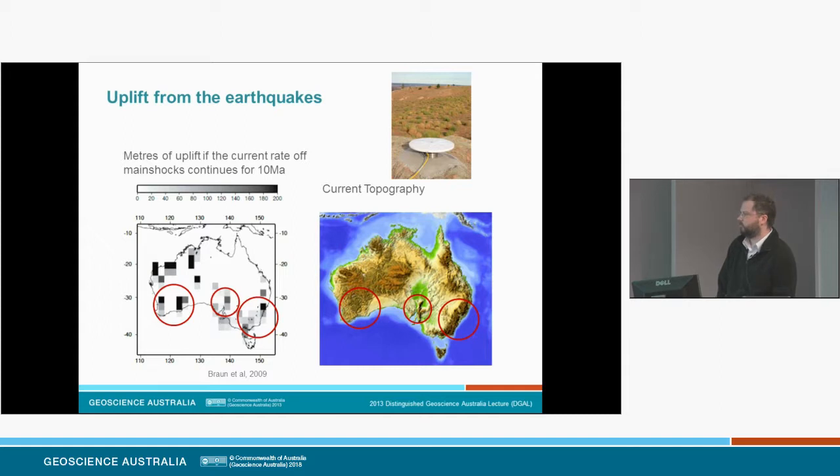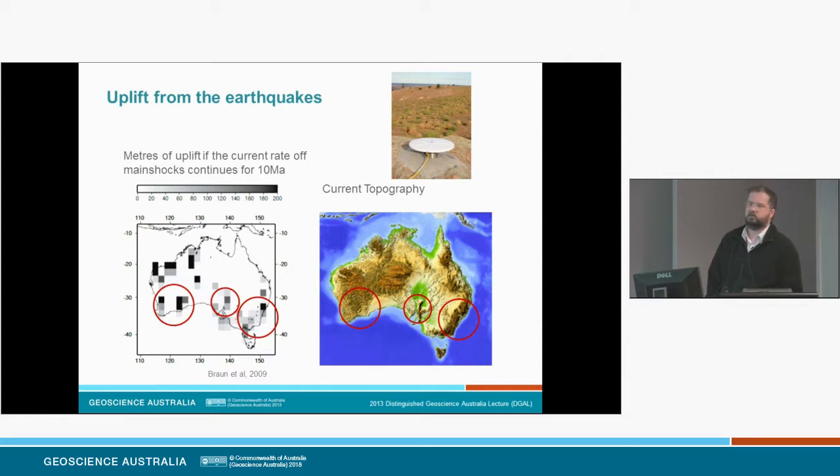So in the Flinders Mount Lofties, you're looking at potentially 100 metres. So possibly as much as half or a third of the relief we see there may have been generated in the last 10 million years if the current rate of earthquakes has continued over that time. And there's a nice correlation with topography. To some extent also the same in southeast Australia, with a good correlation with topography.